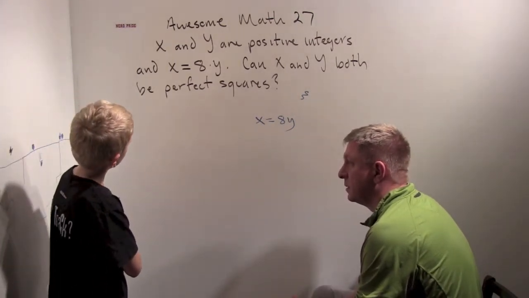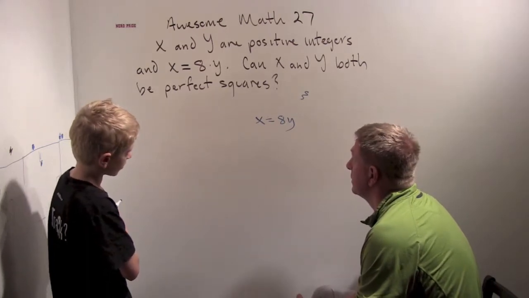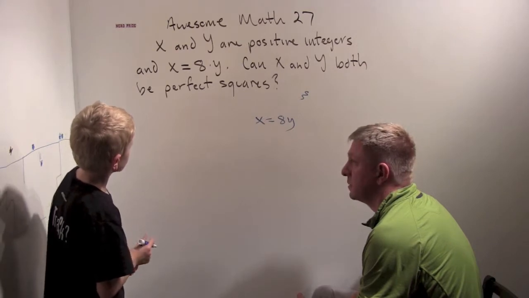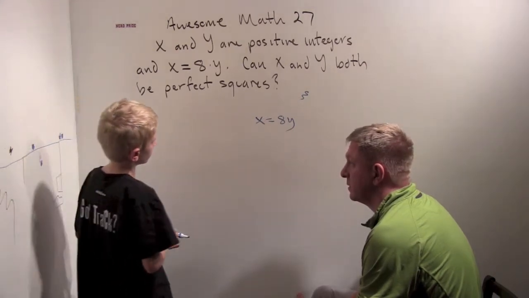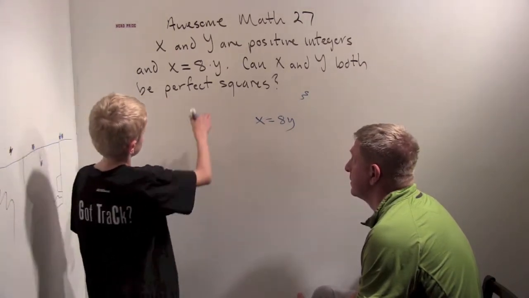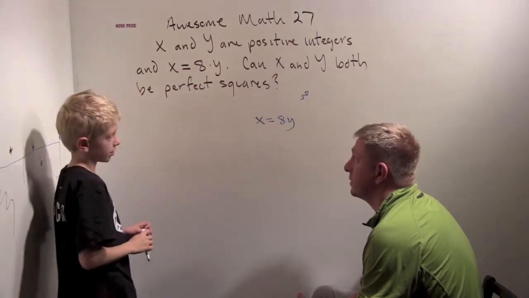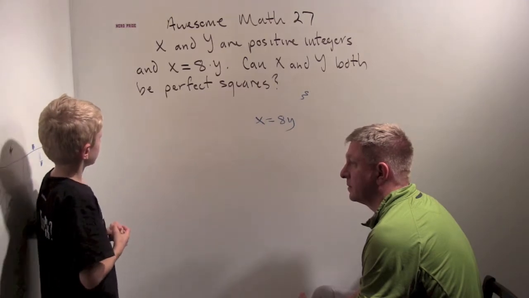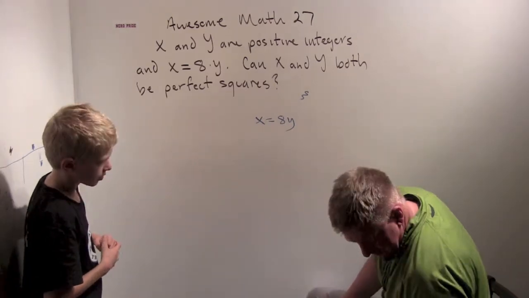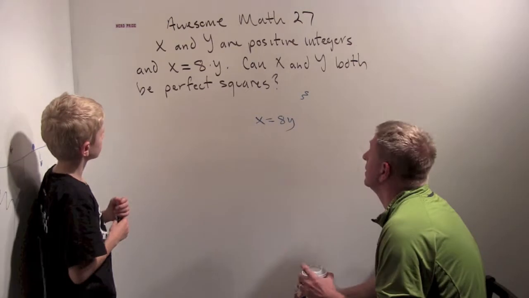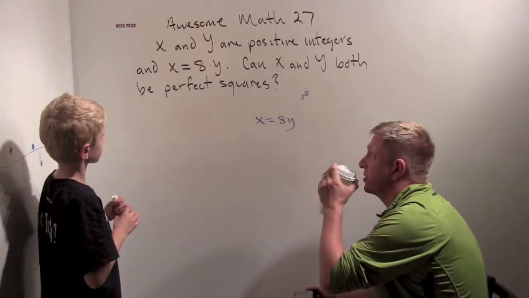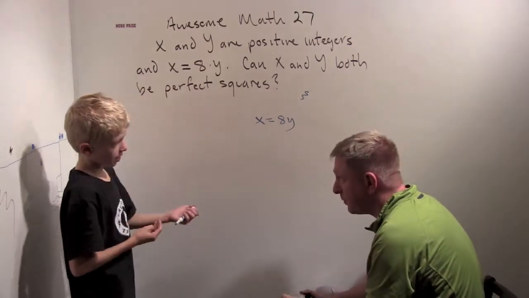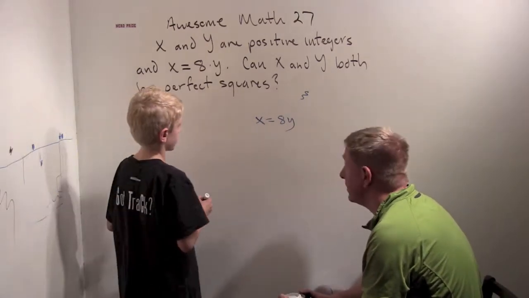Then what else can we do here? Well, it said it was 8 times y. Right. X is 8 times y. So, can x and y both be perfect squares? Well, we could try this out with perfect squares. Good idea.